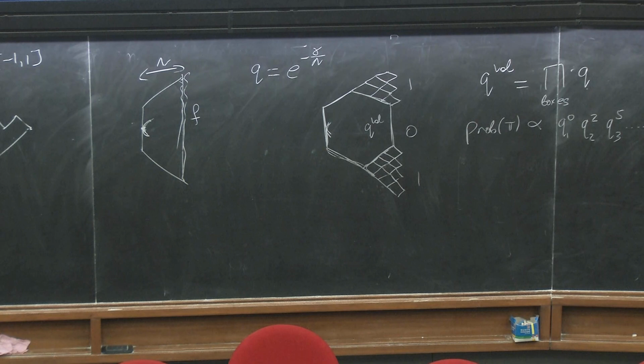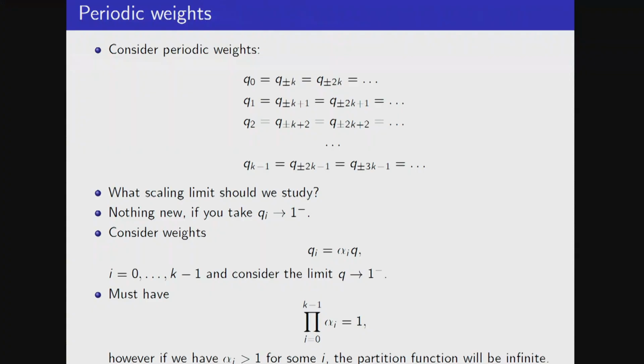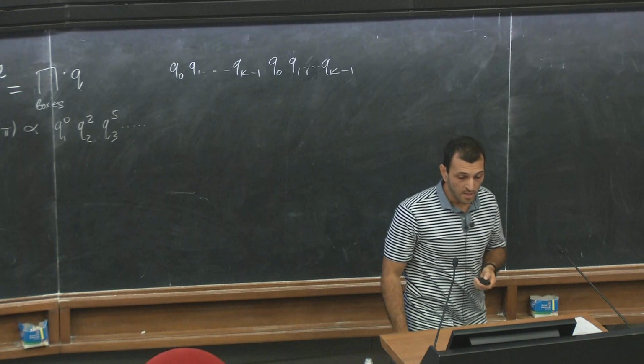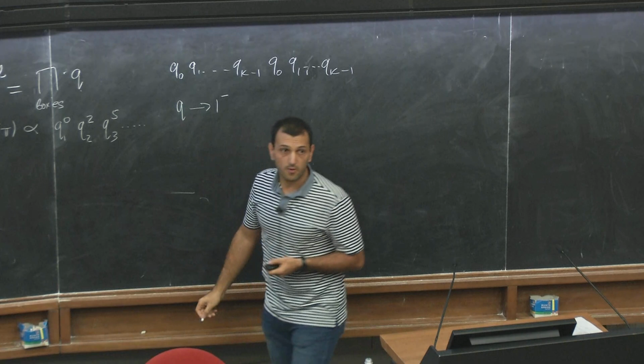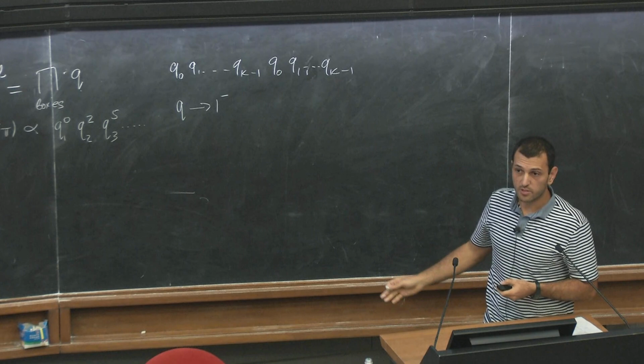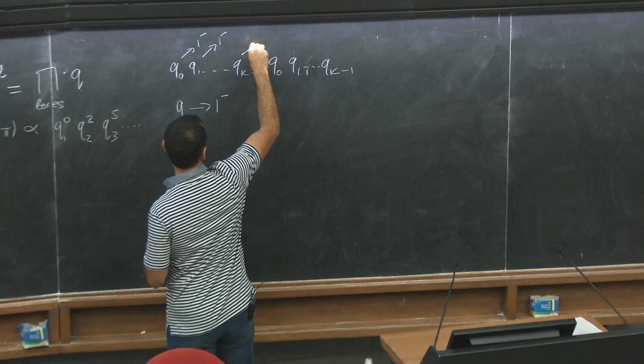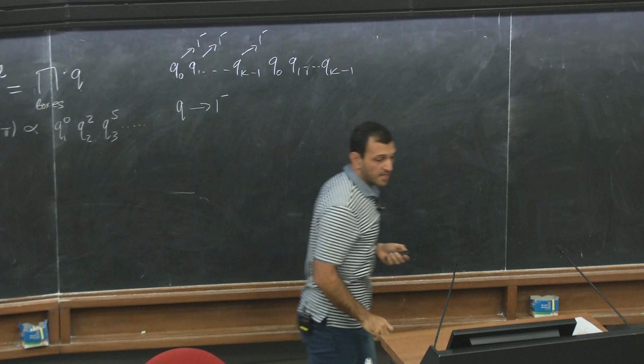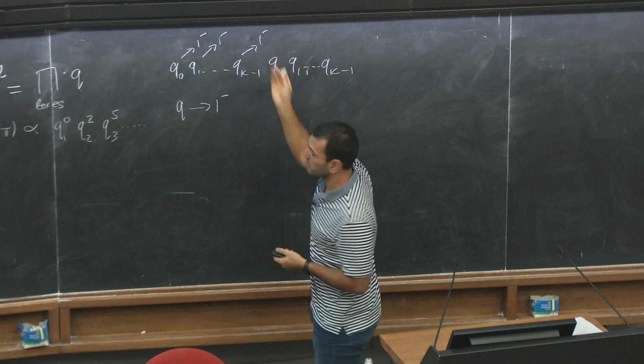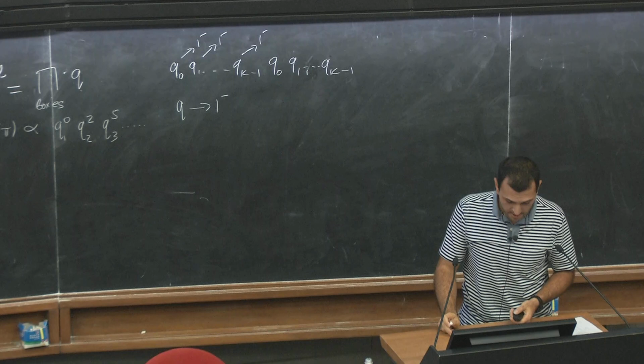Well, we can't take arbitrary qs, so what I'm going to do is consider qs which are periodic. You take some period k and consider weights which are periodic with period k. So you have weights q0, q1, up to q_{k-1}, then q0, q1, up to q_{k-1}, and so on. Periodic weights. Now, before, the limit to study was when q goes to 1 from below. The question arises now, what limit should we consider? What is the natural thermodynamic limit of this system? Well, you could say all these qs should go to 1 from below, but it turns out that that's not that interesting, because you can pretty much replace all these qs by their geometric average, and the processes and shapes that you get are going to be the same. So what's more interesting is to consider weights like this.